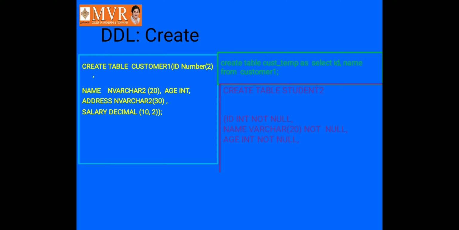Here with varchar or nvarchar, you can use capital and small letters and numbers. Age integer, integer means the age will be considered. Address varchar of 30, salary decimal of 10 comma 2. Here decimal of 10 comma 2 means you can type 10 digits, of which the last 2 digits will be after the decimal point.